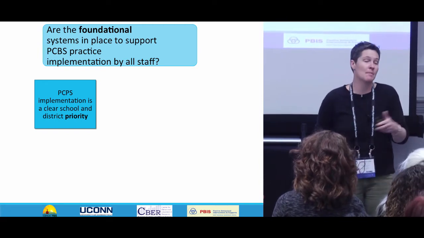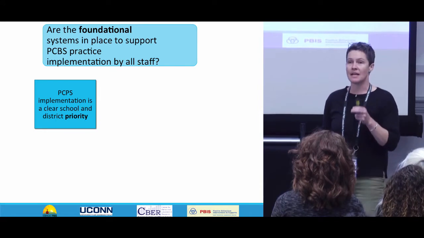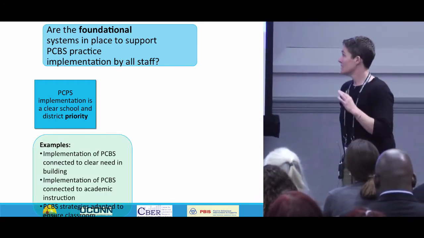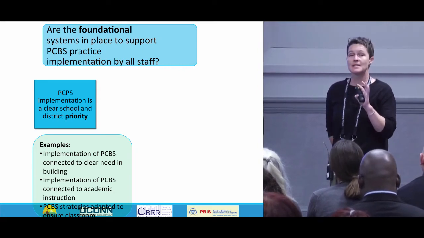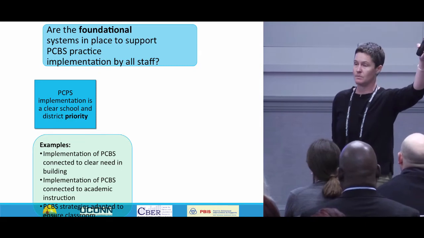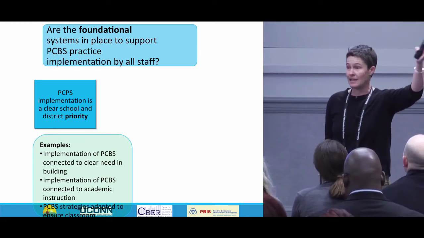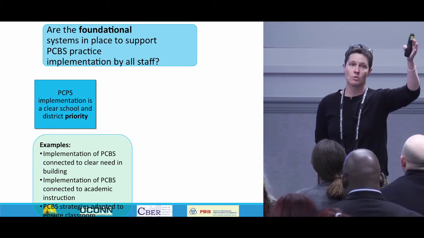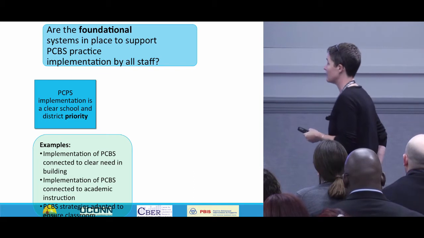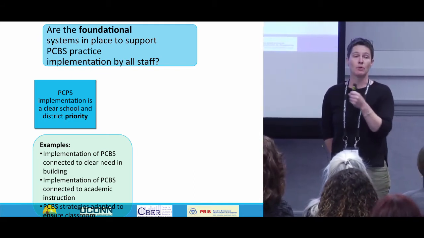Because it links to academic outcomes, because it links to school climate. But somebody needs to make that a clear priority in the building. So, for example, somebody connects the implementation of classroom management practices to your building-wide outcomes that you're working towards. You're working to improve school climate. You want to improve reading. Whatever it is that you're working towards, you're going to link the implementation of classroom management to that. Make the connection between behavior support and academic support really explicit.